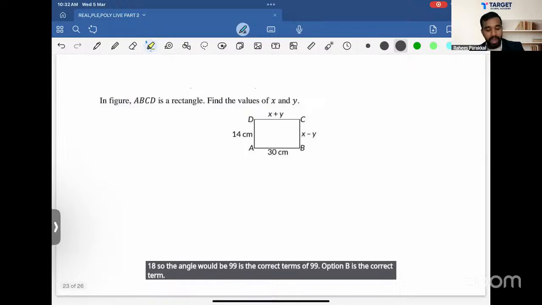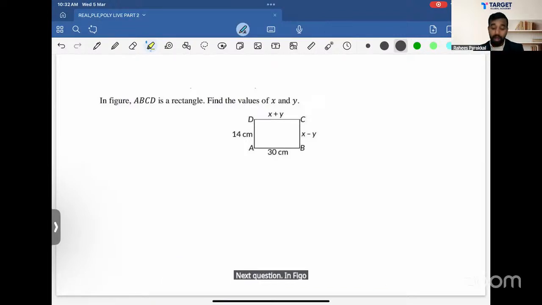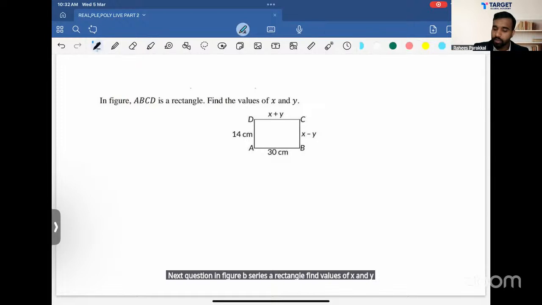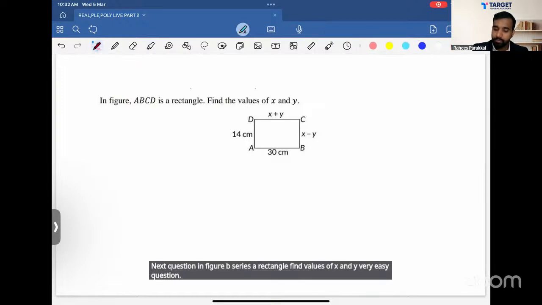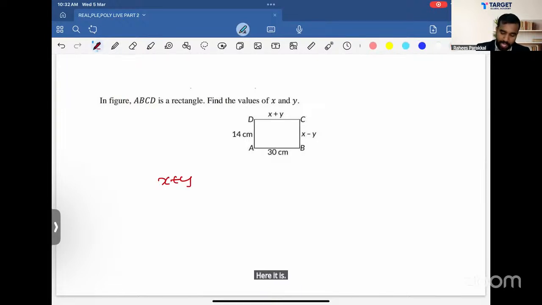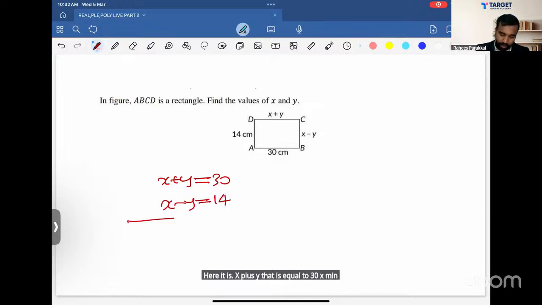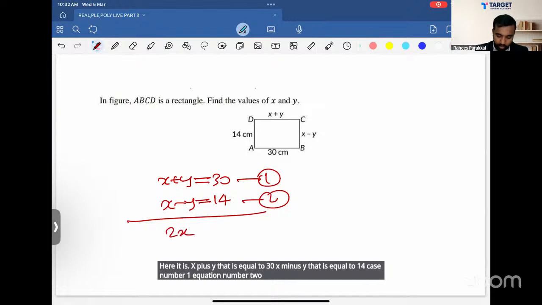Next question. In the figure, ABCD is a rectangle. Find the values of x and y. Very easy question. Here x plus y is equal to 30, x minus y is equal to 14. Equation number 1, equation number 2. When adding both, 2x equal to 44. x equal to 44 by 2, that is 22.